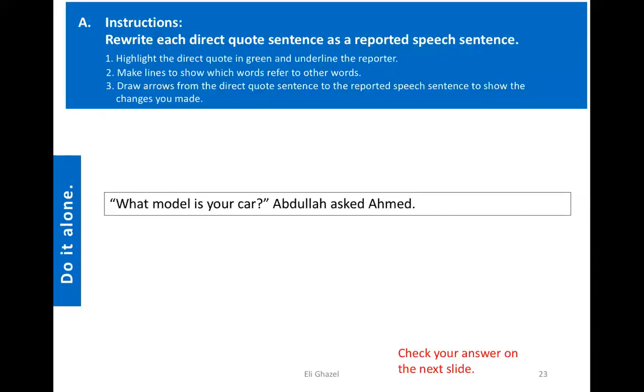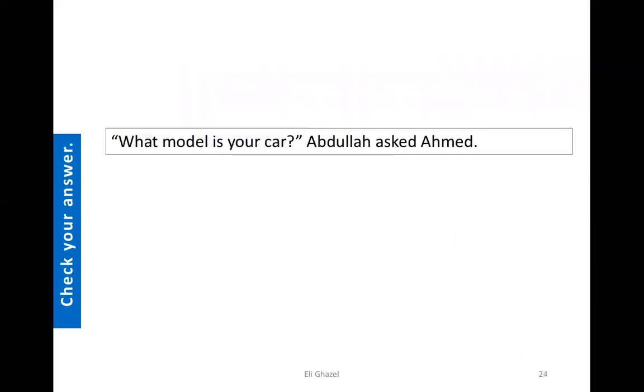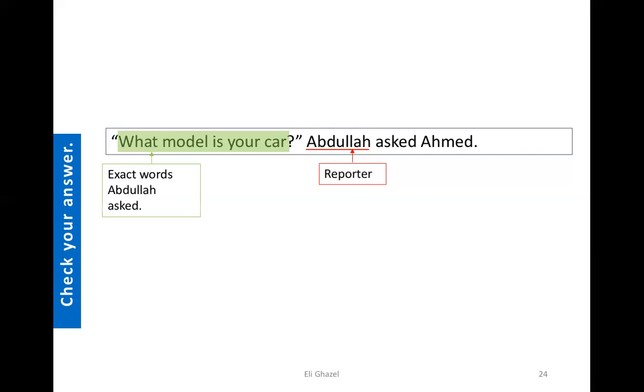And let's do the next one alone. We give them some time to do it. Then we give them feedback like this. What model is your car? Abdullah asked Ahmed. Notice we have "your", Abdullah, Ahmed. What does the word "your" refer to? Abdullah or Ahmed or somebody else? We need to think about that. So we find the exact person who asked the question, and those are his exact question words. And "your" is referring to Ahmed because Abdullah asked Ahmed, "What model is your car, Ahmed?"